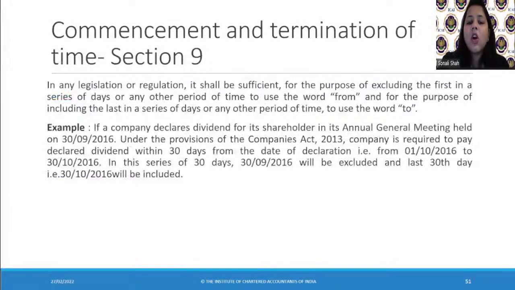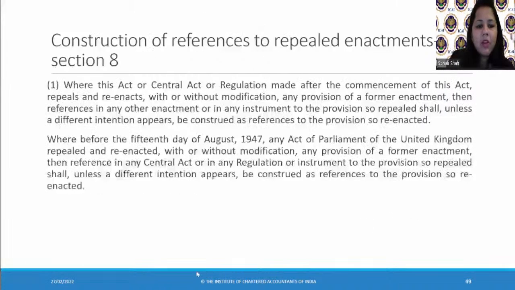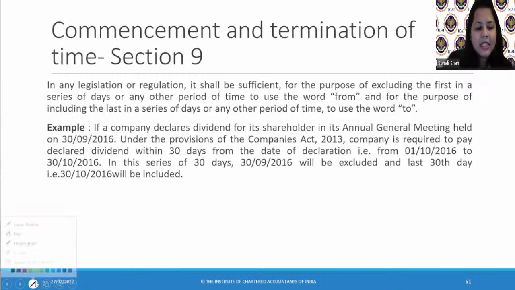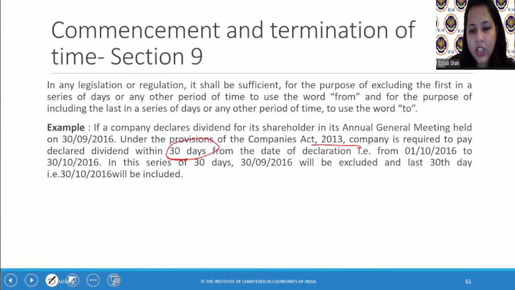Now, the next section that we talk about is commencement and termination of time. So whenever you see a provision saying "from... to", how do you determine the time? If a company declares dividend for its shareholders in its AGM held on 30th September 2016, under the provisions of the Companies Act, the company is required to pay the dividend within 30 days from the date of declaration. So how will you count the 30 days?